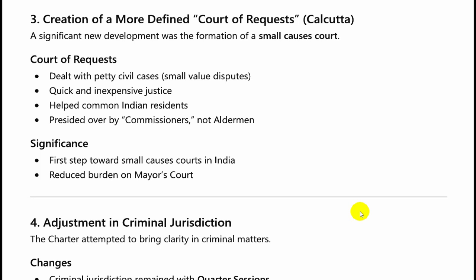What was the significance of this court of request? For the first time, a small causes court was introduced in India. Even today we have small causes courts. And this reduced the burden on the mayor's court, which would now handle higher valued litigations.